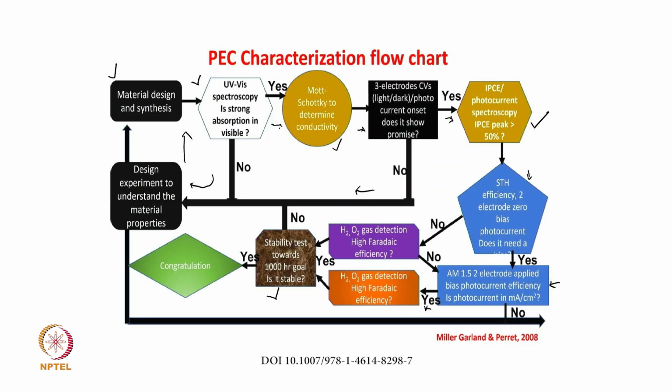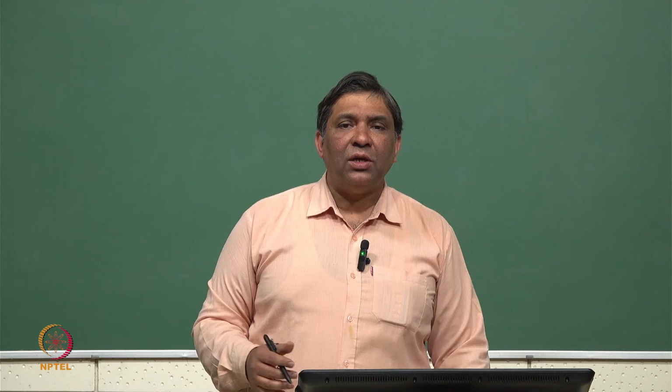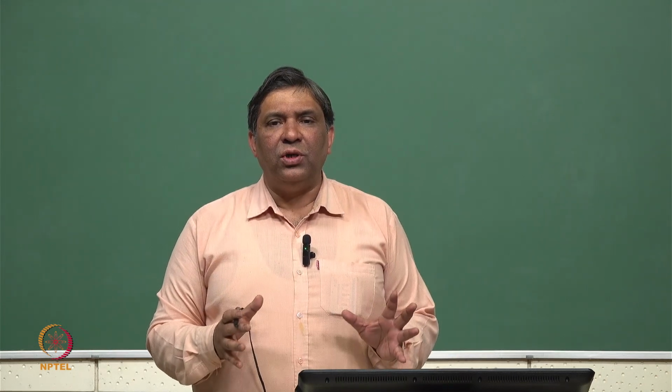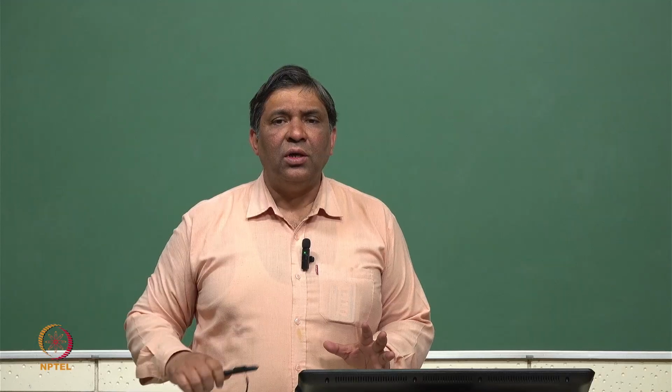That means we have to check for how long one can use this material in a PEC water splitting system. If it is no, then we have to again check the H2O2 production. If this is again no, we have to come back to this process, so that we can go to this path and again go back for the stability test. If everything is no, then we have to go back to this process and start from the beginning. Okay. So this is a flow chart which is given in the literature, and this is the way that one should start working with a PEC cell.